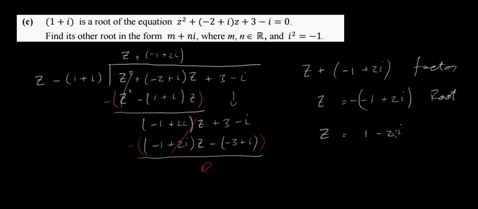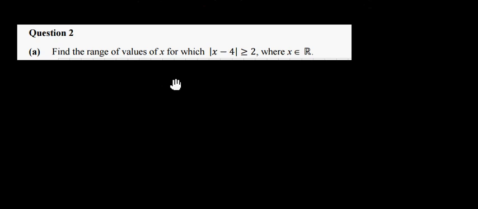1 minus 2i. Now you can check that as well by putting it into the original equation here, and I've done that separately, and you do actually get 0. So you can put 1 minus 2i in here instead of z, 1 minus 2i here instead of this z here, multiply it all out, and you do actually get 0. Okay, so this is my answer here, this is my other root. Okay, so that's part C. Let's move on to question 2.